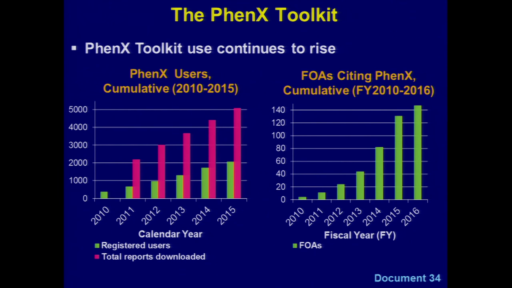The graph on the left shows the cumulative growth of PhenX users. PhenX recently surpassed its 2,000th registered user and has over 5,000 My Toolkit reports downloaded. The graph on the right shows that by the end of 2015, there were 144 NIH funding opportunity announcements, or FOAs, that encourage or require the use of PhenX measures. This demonstrates the growing number of NIH institutes and centers that recognize the value of capturing data with standard methods to facilitate data integration and cross-study analysis.